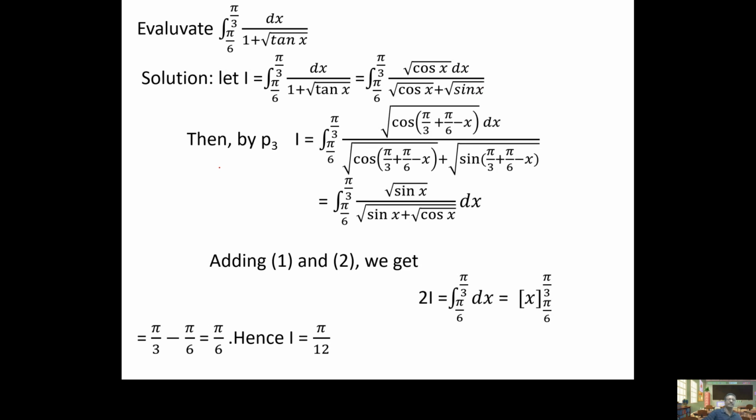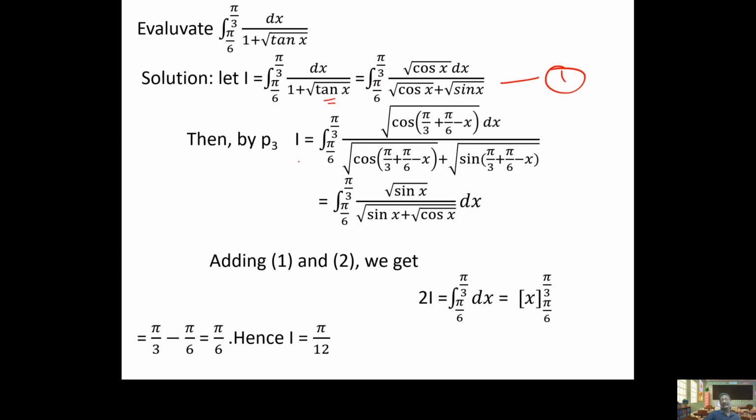Integral pi by 6 to pi by 3 dx by 1 plus root tan x. So take I is equal to integral pi by 6 to pi by 3 dx by 1 plus root tan x. So that is equation 1. Then you write root tan x as sin x by cos x. Then convert, and you will get integral pi by 6 to pi by 3 of root cos x by root cos x plus root sin x.